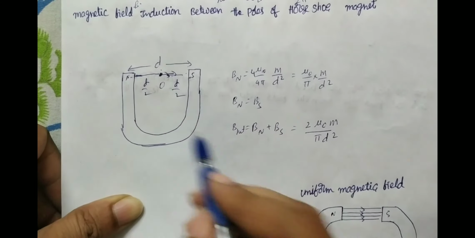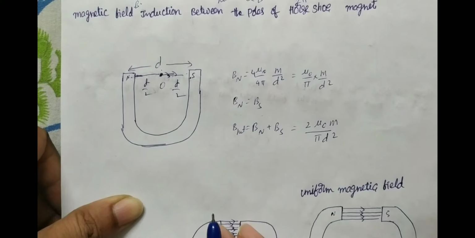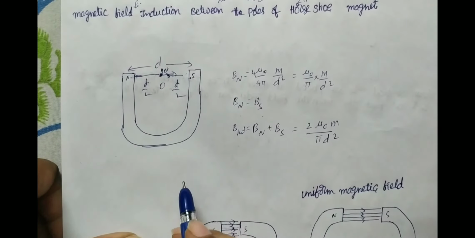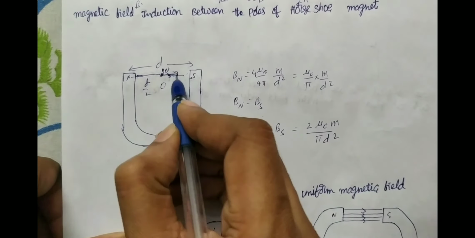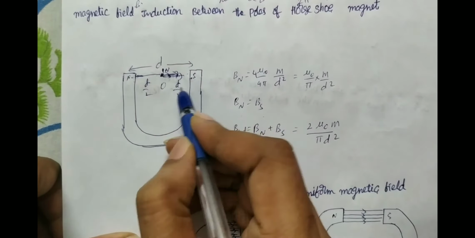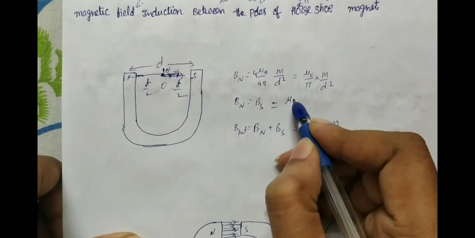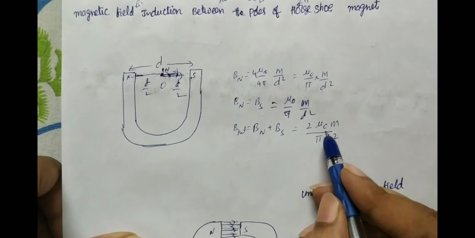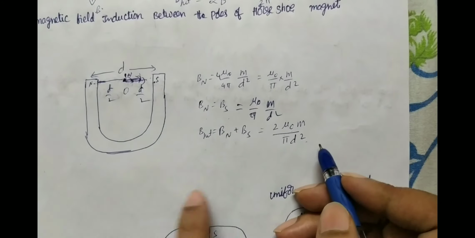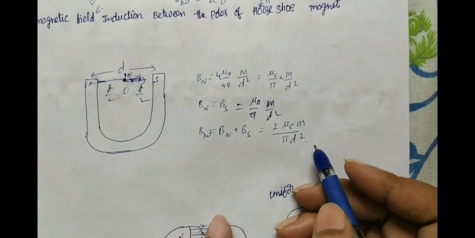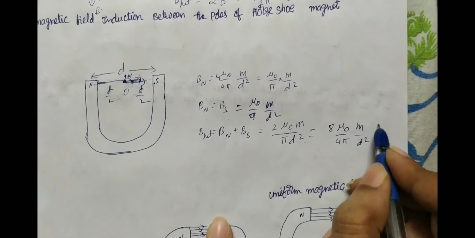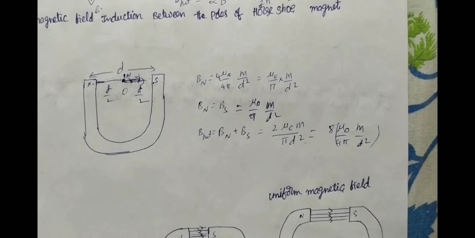And this is also at the same distance, so the magnitude is the same. But what is the direction? Where you need to calculate the field induction, you have to assume a unit north pole. This north pole repels and this south pole attracts, both in the same direction. That's why I add these two fields. So B is also mu naught by pi, m by d square. Adding these two, 2 mu naught m by pi d square. In books they give it as 8 mu naught by 4 pi, m by d square. Put the same.